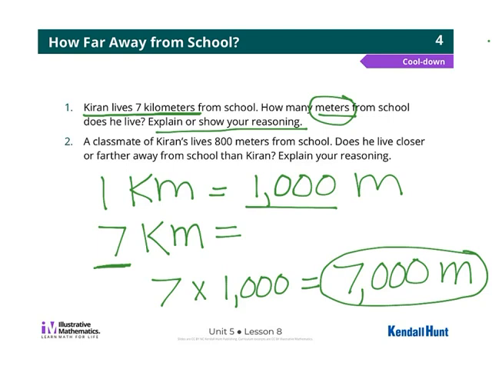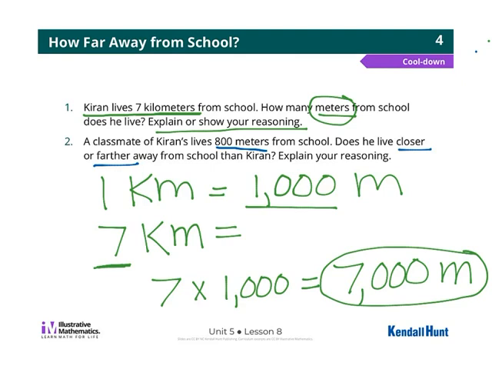So let's look at question number 2. And I'm going to switch colors, do blue. Question 2. A classmate of Kieran's lives 800 meters from school. Does he live closer or farther away from school than Kieran? Okay, for this question, I'm actually going to make a little drawing.